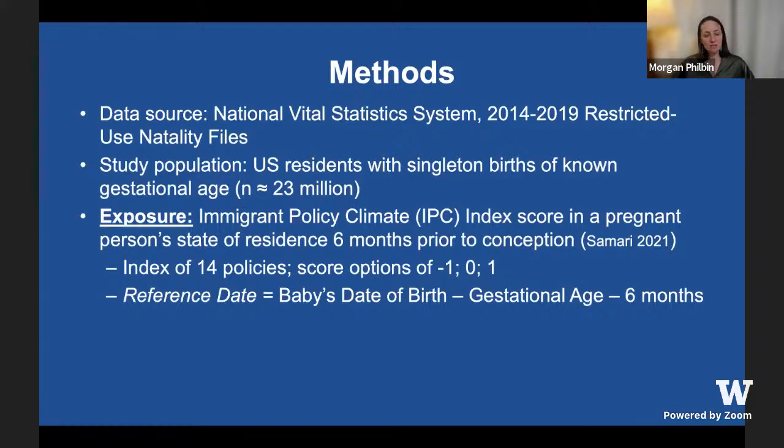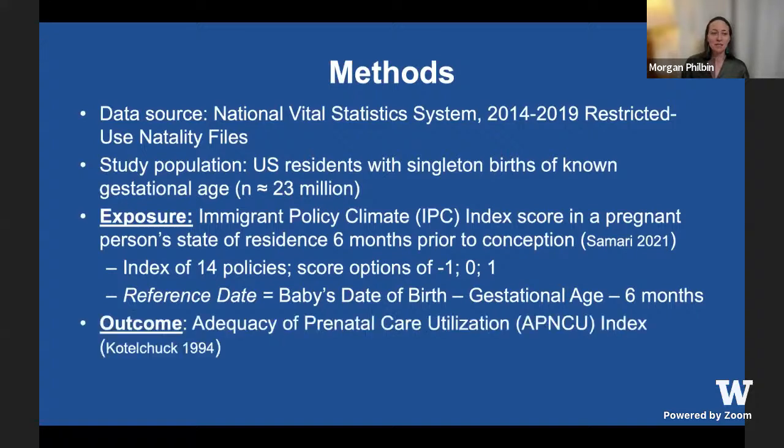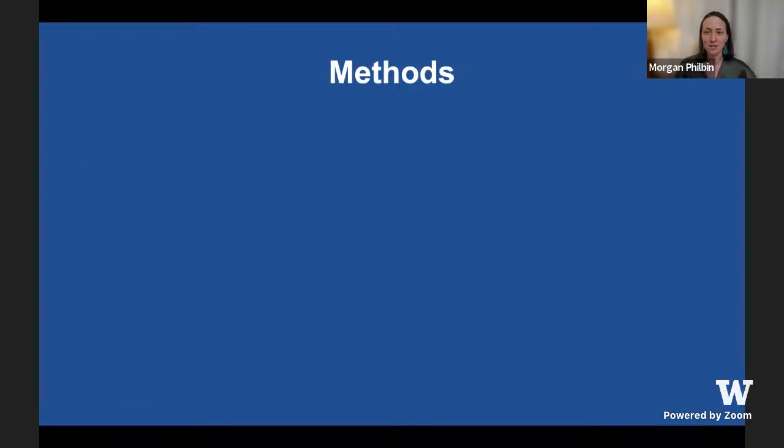And so like I mentioned, the index had 14 policies, and the options for the score of each policy were -1 to 1. And then the reference date was the baby's date of birth minus gestational age minus 6 months in order to get to the 6 months prior to conception. And then our outcome was the adequacy of prenatal care utilization index, which has been used across multiple other studies and is well validated and can be generated from the birth record data.